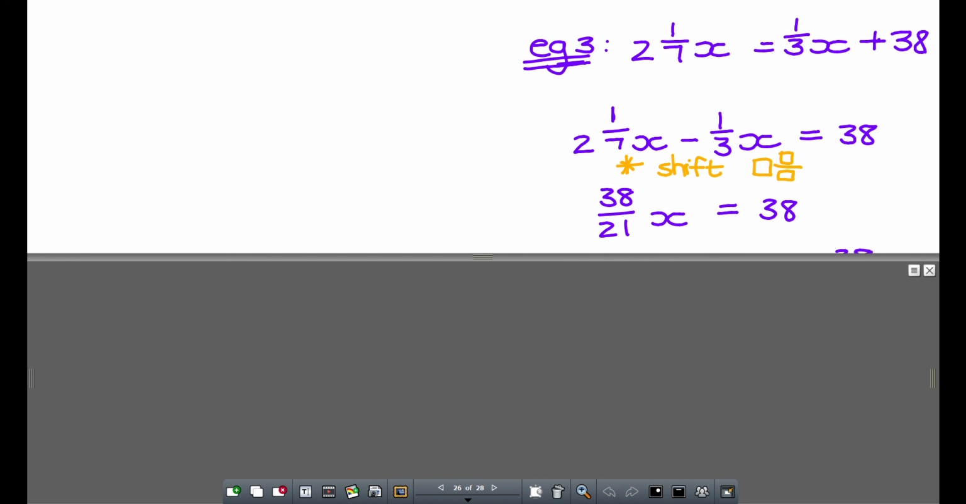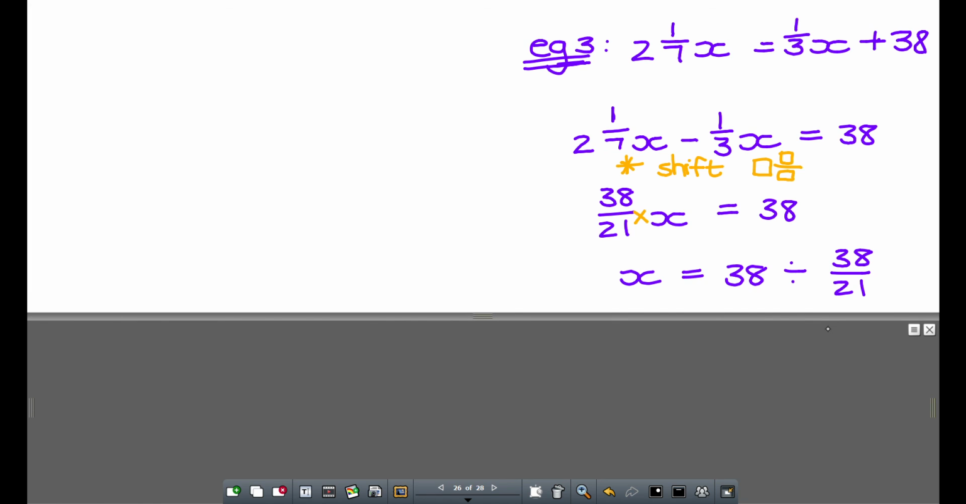Okay, now what does our step 2 say? Coefficient, which means that I've got to get rid of this by taking it to the other side. If I take it over, what will it become? Divided. No. Because what's written in between here? At times. So if I take it over, I'll have x is equal to 38 divided by 38/21. Who doesn't understand up until there? You guys good?